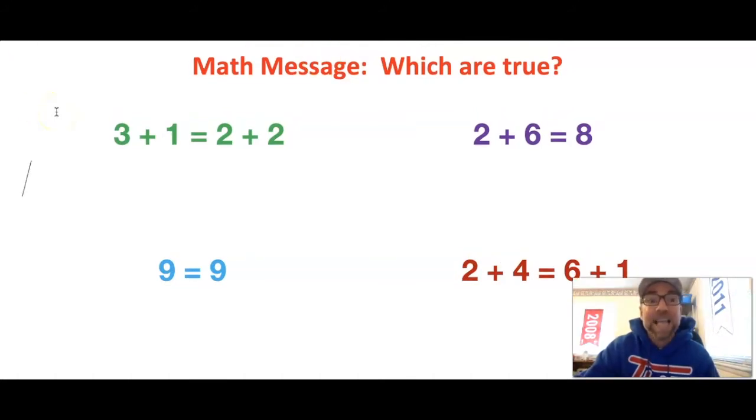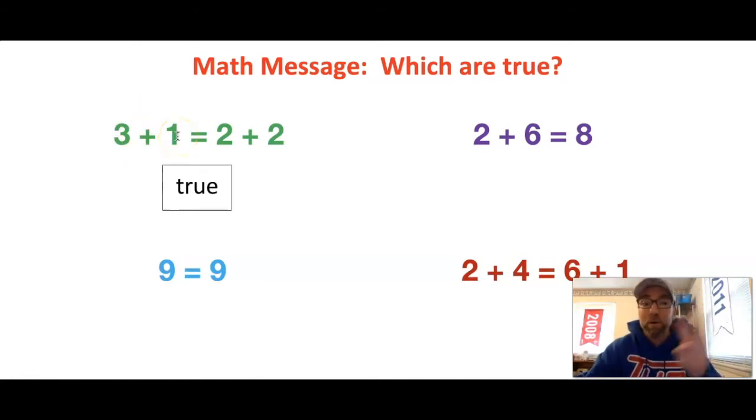All right, let's see how you did. The first number model has different facts on each side. Well, that is true. 3 plus 1 equals 4. 2 plus 2 equals 4. Both sides equal 4. So 4 equals 4. That is true. How about our next one?